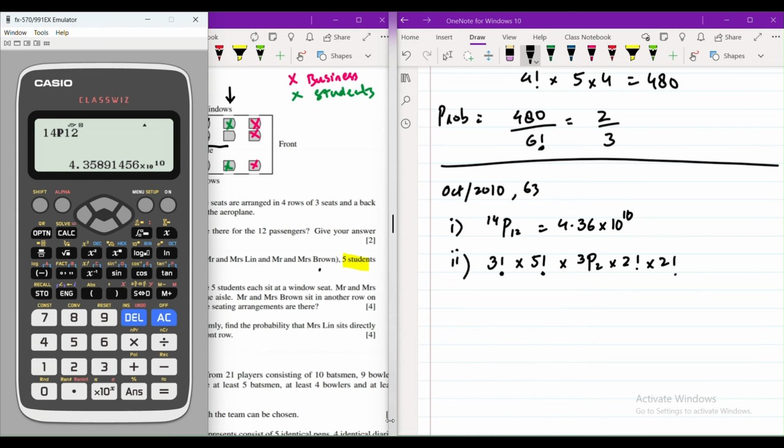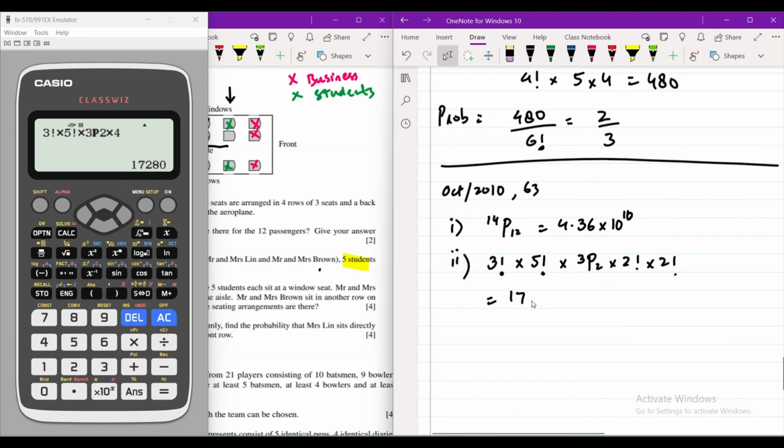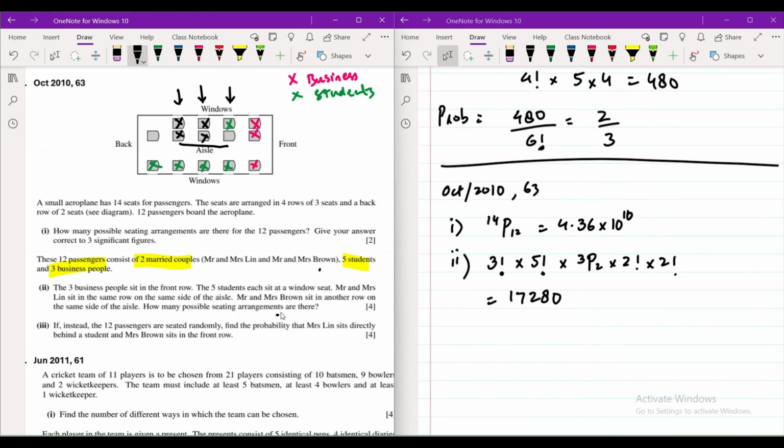So let's multiply them together. So 3 factorial times 5 factorial times 3p2 times 4. So 17,280.